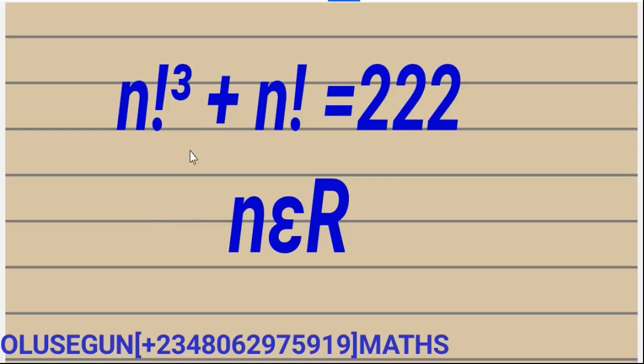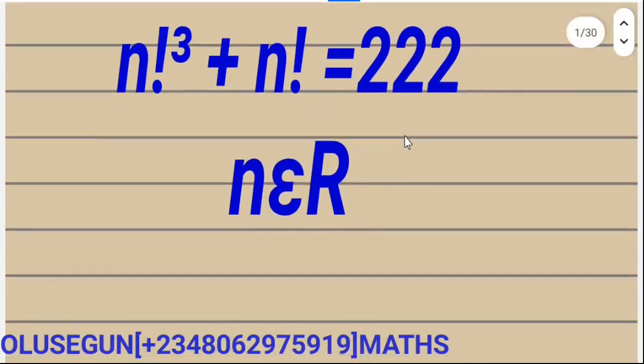So in solving equations in this form, we have n factorial raised to power 3 plus n factorial is equal to 222. Recall the number is an element of real numbers. So what is the first thing to do in solving a question like this?